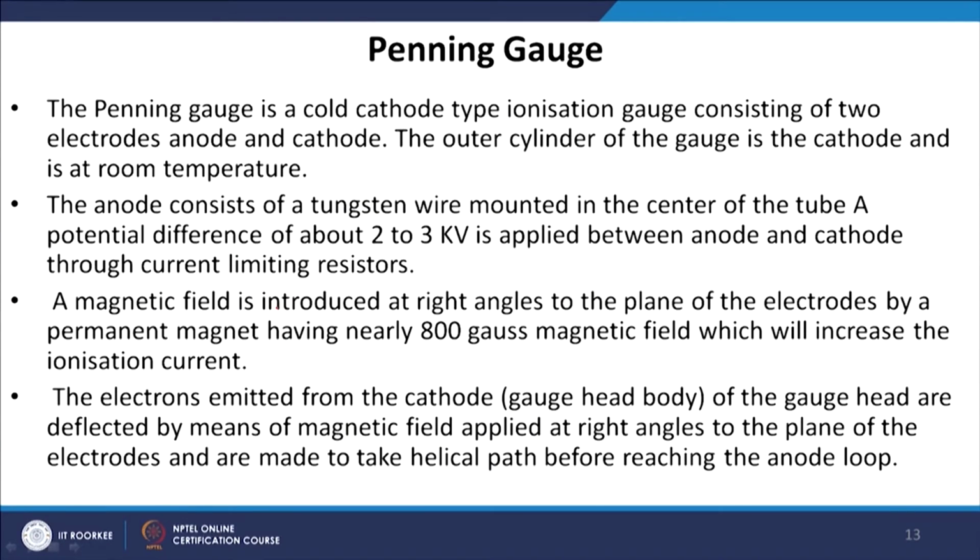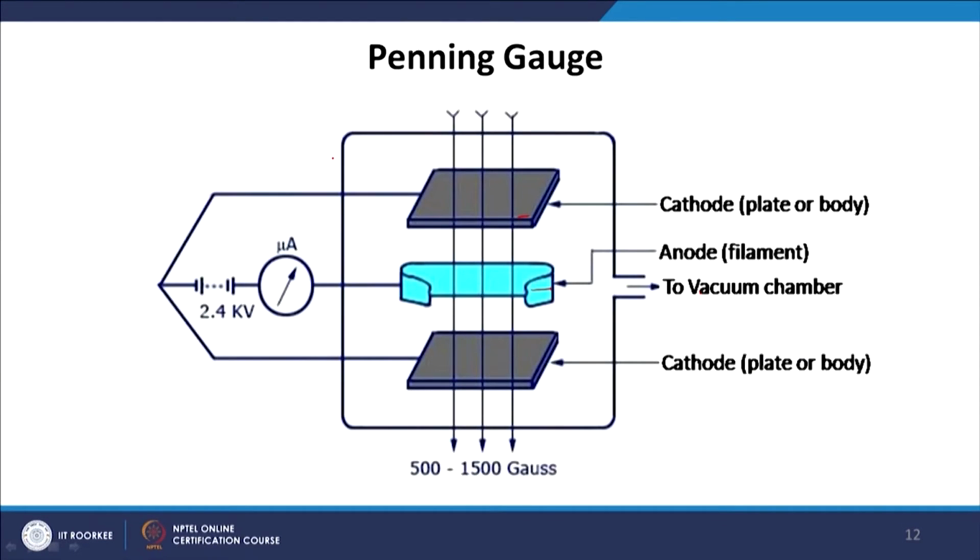Okay. So, the Penning gauge is a cold cathode type ionization gauge, consisting of two electrodes, anode and cathode. The outer cylinder of the gauge is the cathode, and it is kept at room temperature. The anode consists of a tungsten wire mounted in the center of the tube. A potential difference of 2 to 3 kilovolts is applied between anode and cathode through current limiting resistors. So, if you go back to our previous diagram, there is a filament here, and there is a cathode. We are applying a voltage of 2 to 3 kilovolts between this cathode and anode through this resistance, right.